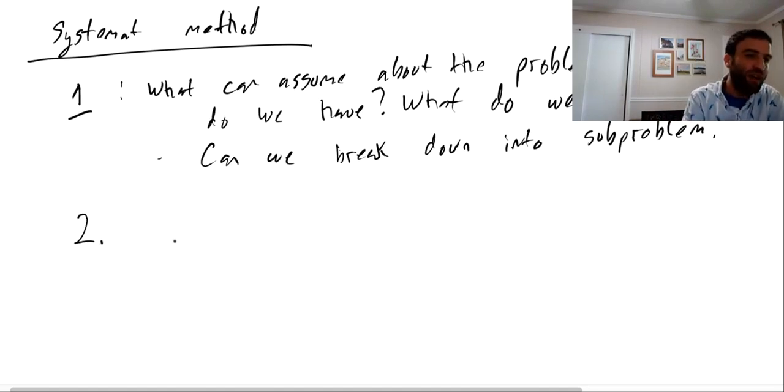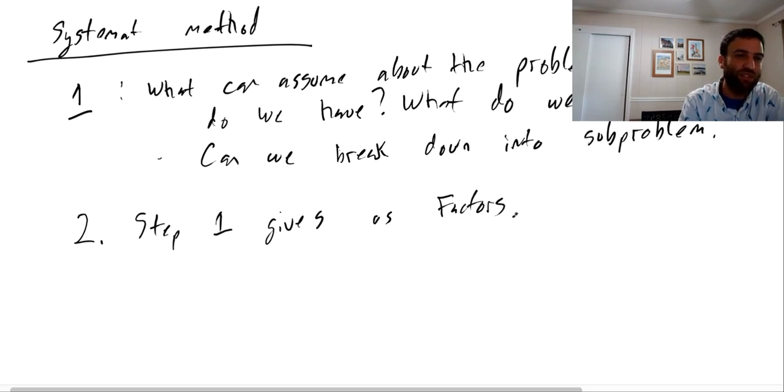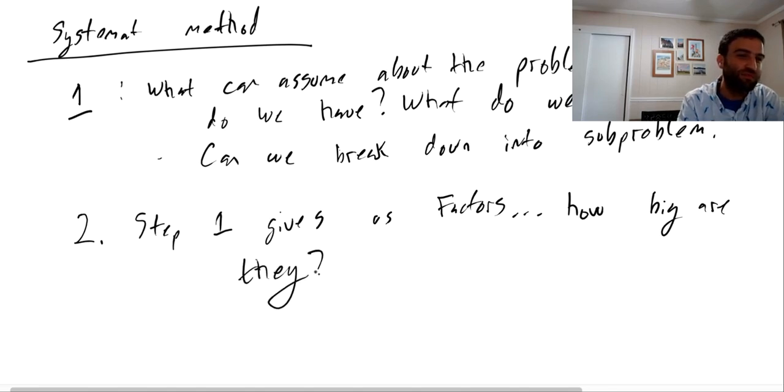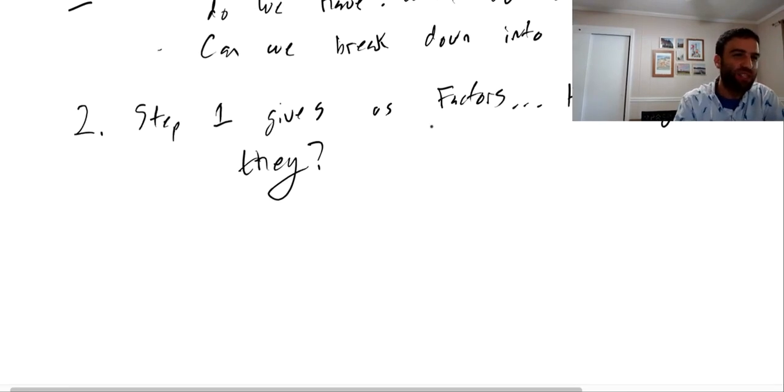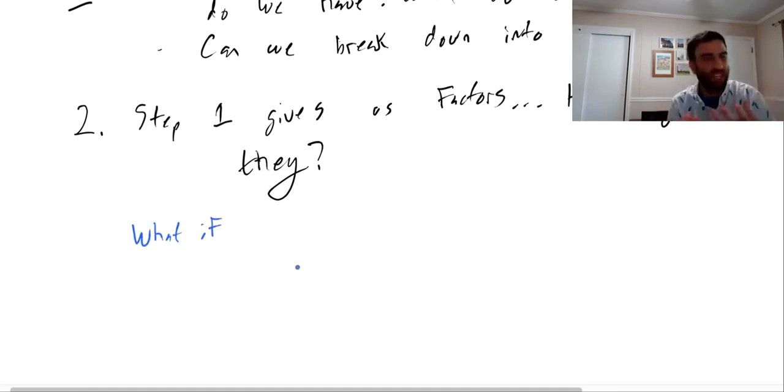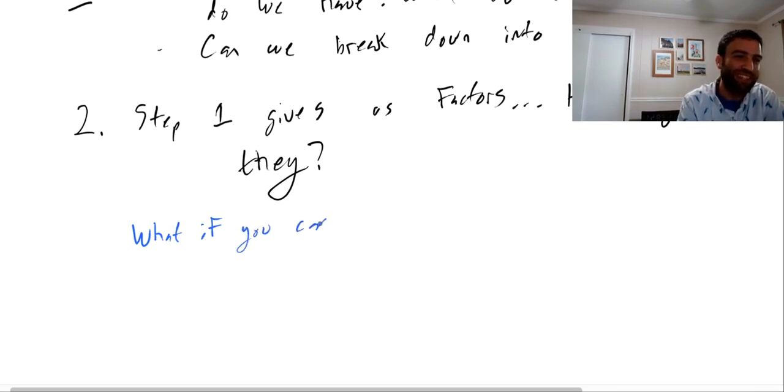Okay, and now step one gives us factors, like crowd density, surface area, this kind of thing. And step two is, how big are they? Come up with estimates for them. Maybe you've broken down the problem so that this is easier for you to answer. But a subproblem here is, what if you don't know? You've broken it down into something as elemental as you can think of. What if you can't easily estimate?